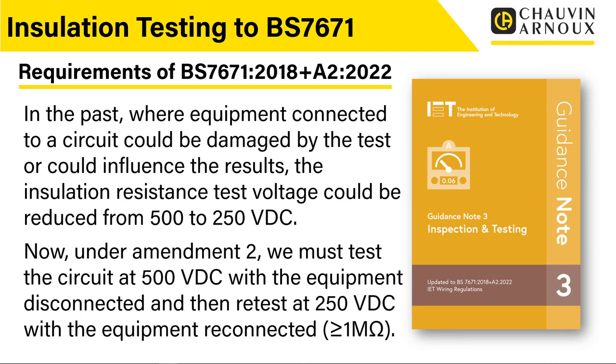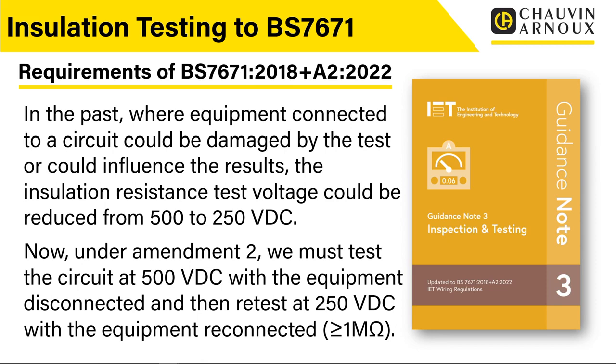So this is actually a change. This is almost requiring us to test these things twice. Now, an important thing I've noted there on the bottom of the slide is in either case, and this was the same under the previous version of the regulations as it is now, if we were testing at 500 volts or 250 volts, we still had to achieve a minimum insulation resistance value of 1 megohm or 1 million ohms.